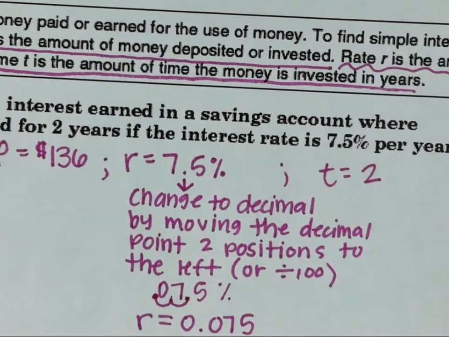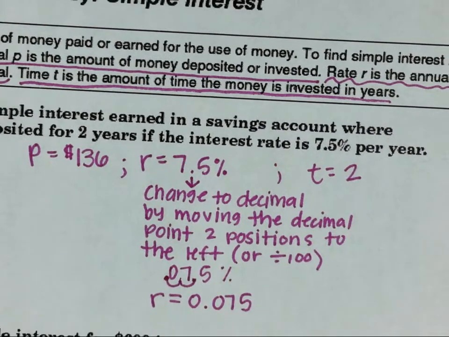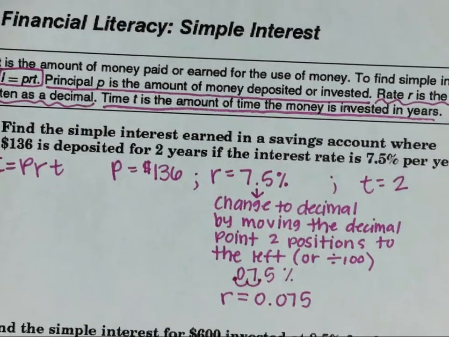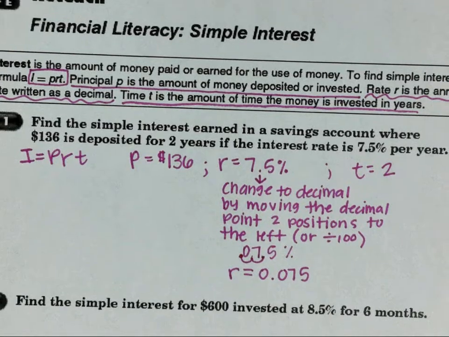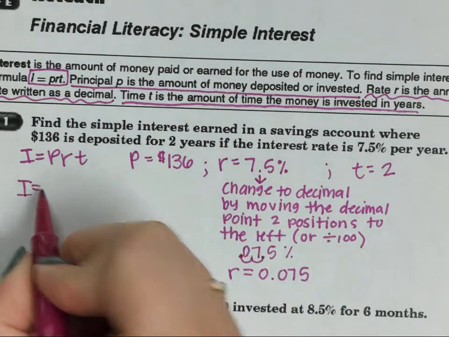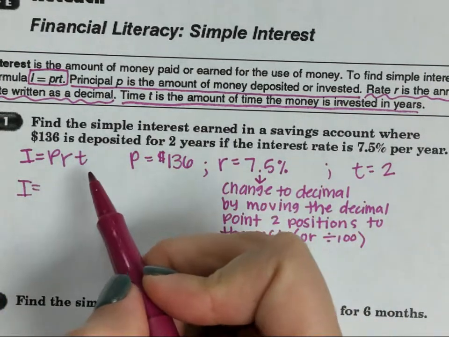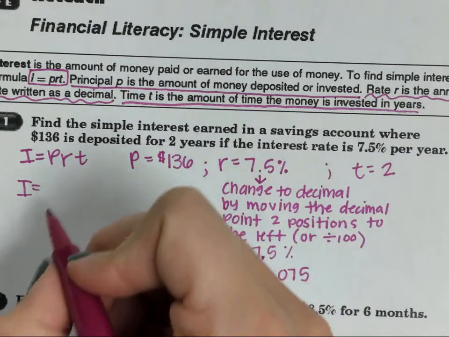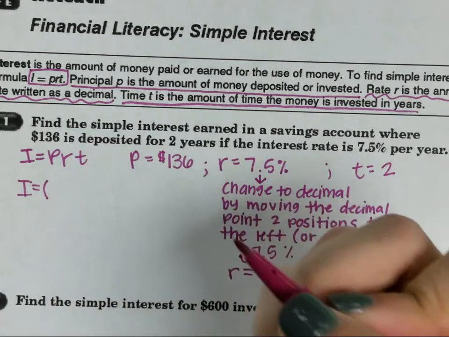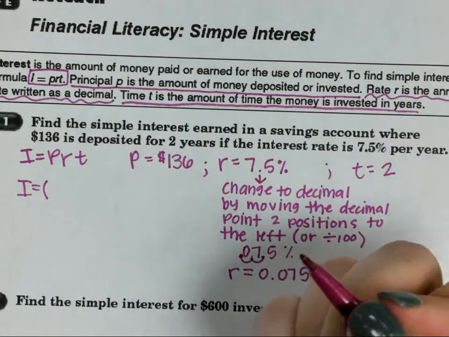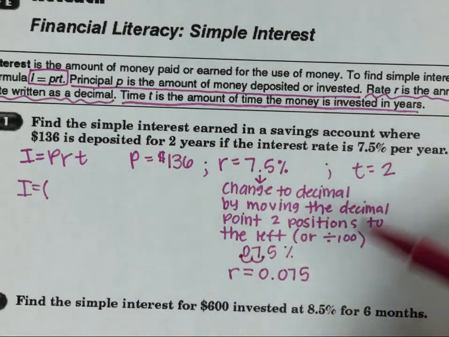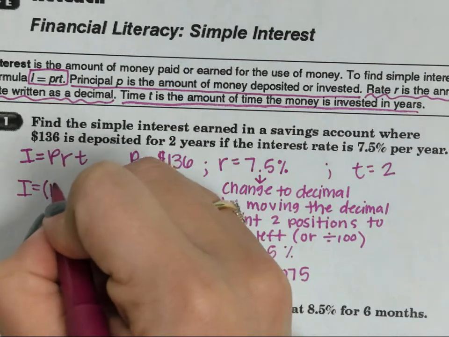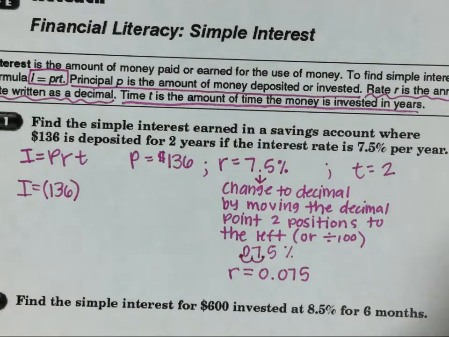Okay, so now that I know my P, my R, and my T, I'm going to go back and plug it into my formula. So I is going to equal PRT. What am I doing here with all those numbers? I'm going to multiply them all together. So I'm going to put everything in parentheses. I'm not going to use a dot since I have decimals in some of my answers. I don't want that multiplication dot to get confused with decimals and whatnot. So I'm going to put all of my numbers in parentheses, which tells me to multiply.